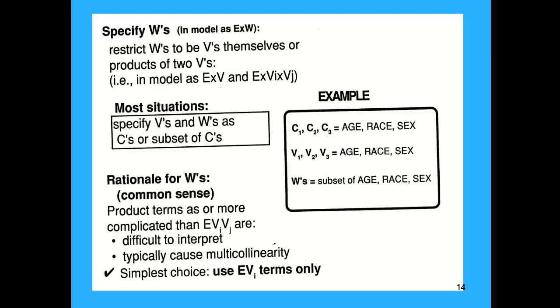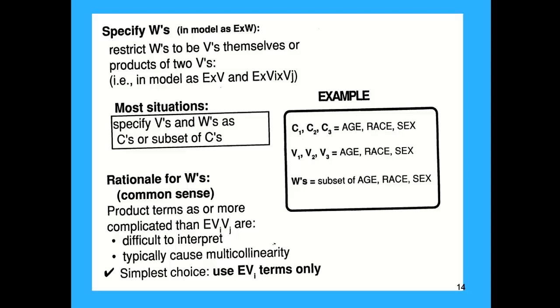I'm making a recommendation here. Restrict the V's to be either the V's themselves or products of two V's. Now that means that if you've decided on a certain V, which could be a C, then you're going to allow E times that V, and maybe E times the product of two different V's. But what I'm not allowing is E times V1 times V2 times V3. Why aren't I recommending that? Because it's making the model more complicated.